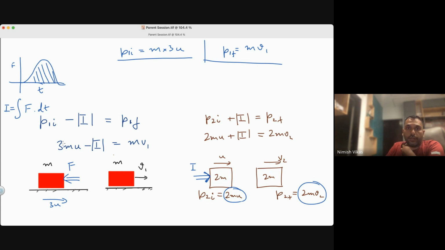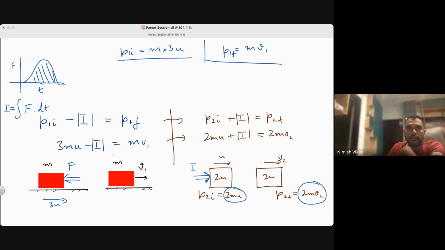So if I combine the two, if I add the two equations, I add this one and this one, what do I get? I and I will get cancelled, right?